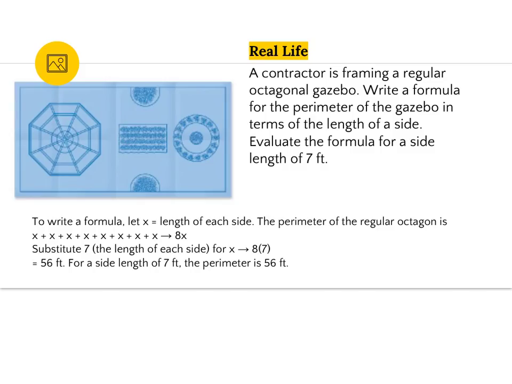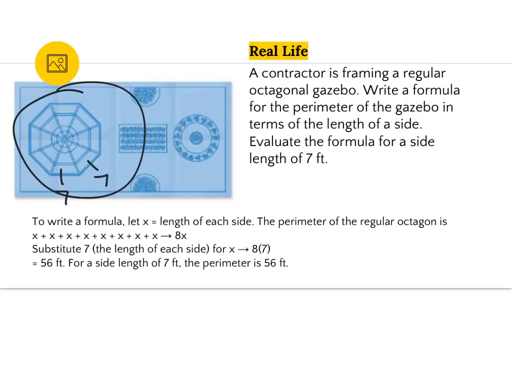Let's look at a real life example. So a contractor is framing a regular octagonal gazebo. So a gazebo in the shape of an octagon, which we know has 8 sides. Write a formula for the perimeter of the gazebo in terms of the length of a side. Evaluate the formula for a side length of 7, meaning figure out the perimeter if each side length is 7 feet. We know that perimeter is basically the measurement around, not in, just around.